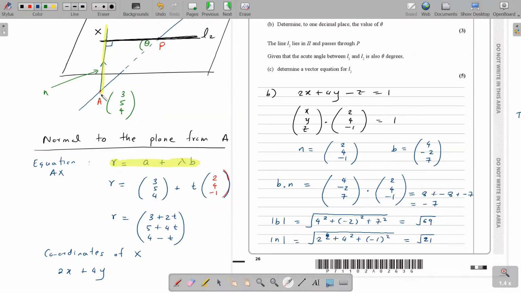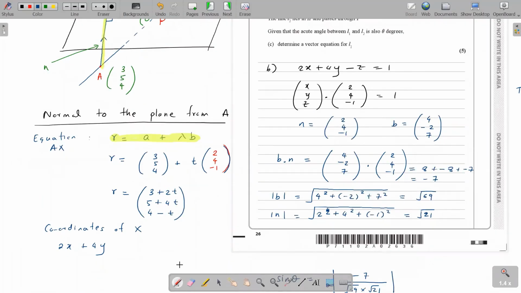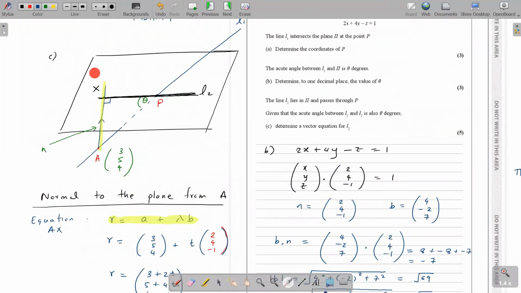So that's what I did. I drew a normal from this point A to the plane, and that's the place where you meet line 2. Then I got a coordinate on the line and on the plane, and we can use the XP direction vector as the direction of line 2. So now I'm finding the coordinates of X. 2x plus 4y minus z equals 1 is the equation of your plane. Do you agree that the place where the line AX meets the plane is at X?